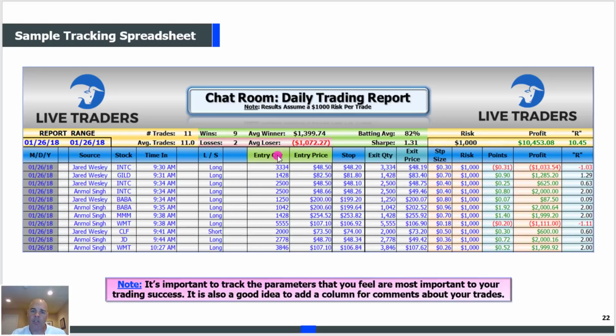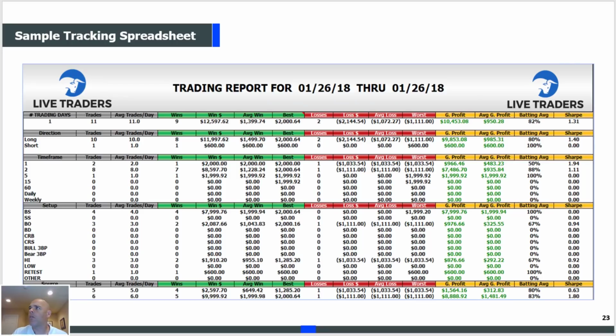Okay? Your batting average, the average size of your winning trade, the average size of your losing trade, your win-loss ratio or Sharpe ratio, whatever. It's not a true Sharpe ratio. It's more like a win-loss ratio. Your profits, gross profit, net profit. And also, you want to know more information. You want to know how often do you go long versus short?